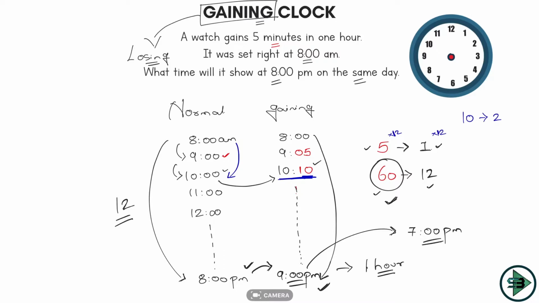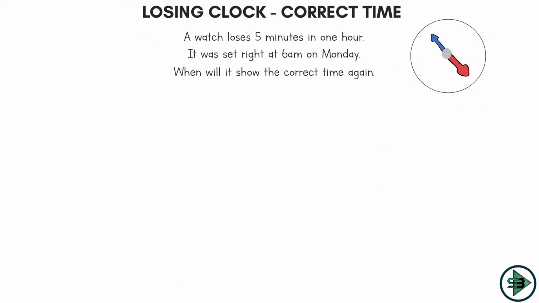But if it's a gaining clock, it is gaining by 1 hour. So if the normal clock shows 8 pm, it shows 9 pm. Okay, so this is how you study, understand and analyze the concept of gaining clocks. Now after looking at the problem for gaining clock and losing clock, let us look at the problem of a losing clock showing the correct time. So let's see what is the approach to solve this problem.